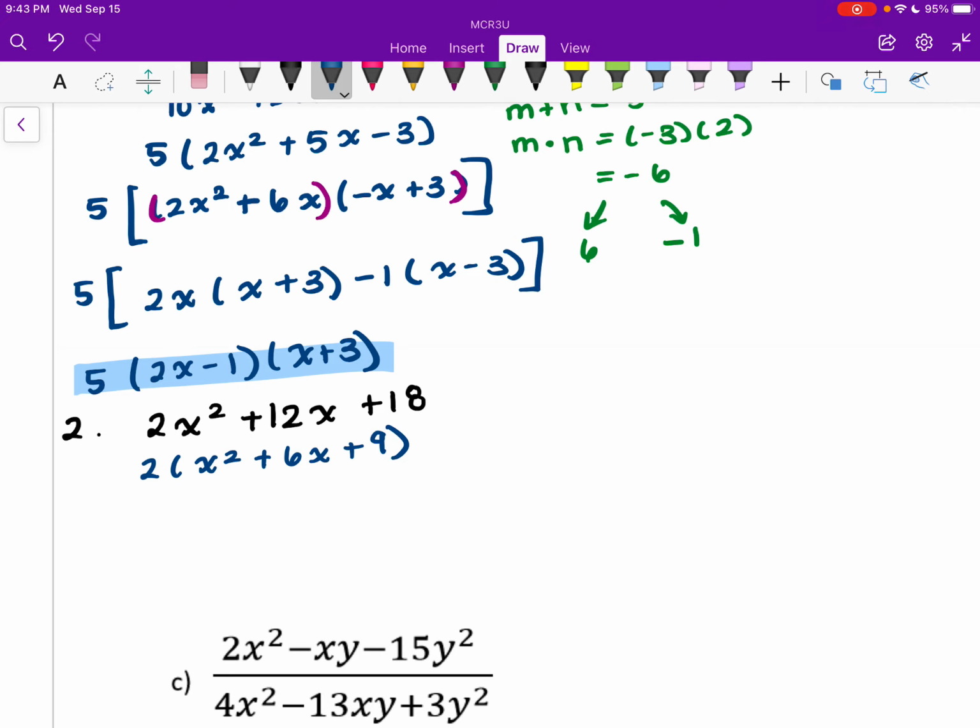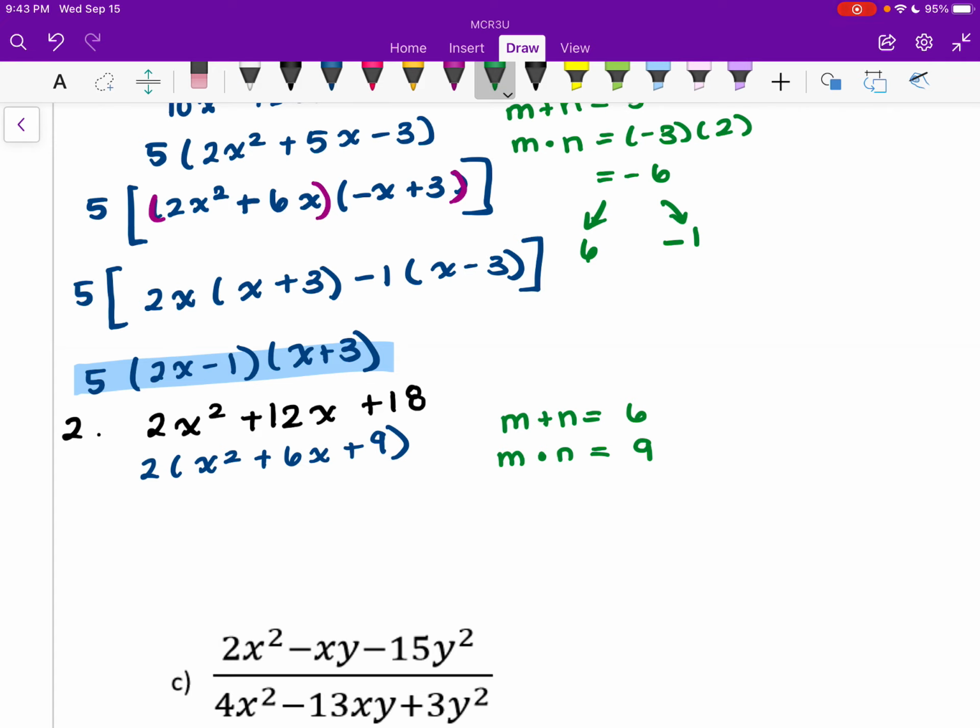Notice how now I have a simple trinomial, so I just want to find two numbers, m and n, that when you add them together give me 6, but when I multiply them together give me 9. And really the only two numbers I can think of right now are 3 and 3.